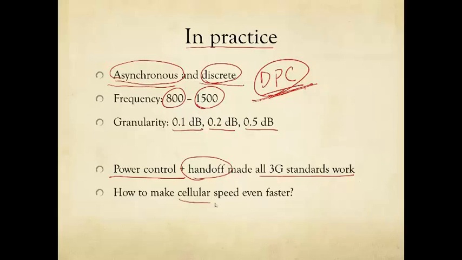So you may wonder, how can I make cellular speed run even faster? We'll come to some of these ideas, from splitting the cells, overlaying with smaller cells, to using multiple antennas and dividing the frequency bands more refinedly later in the course.